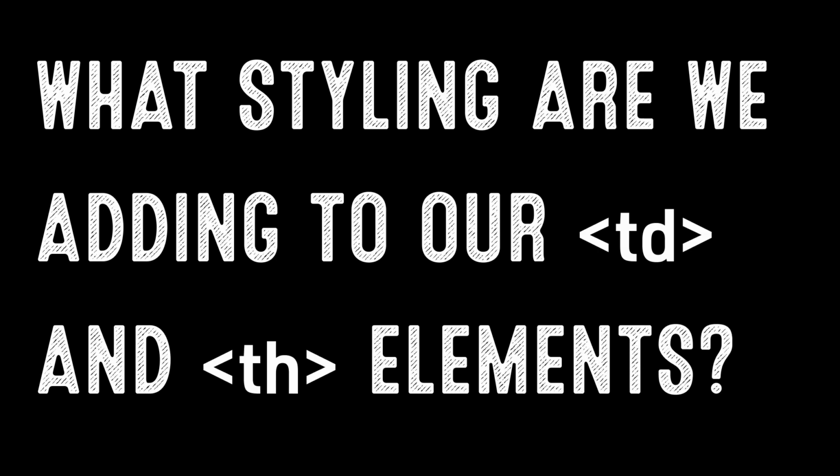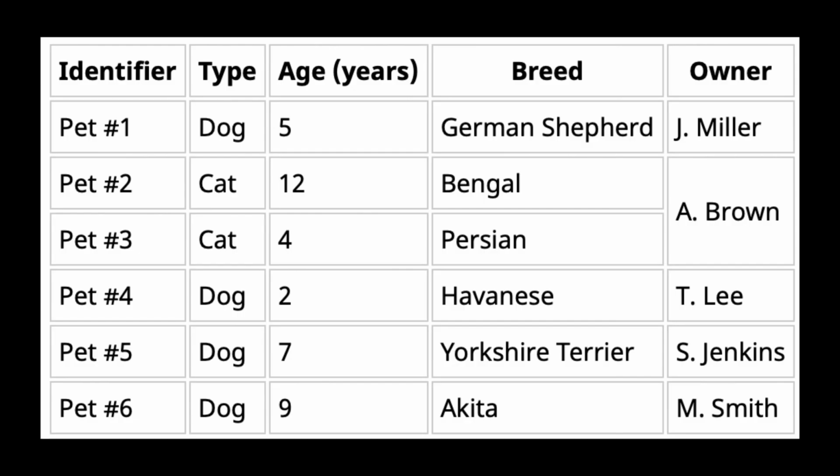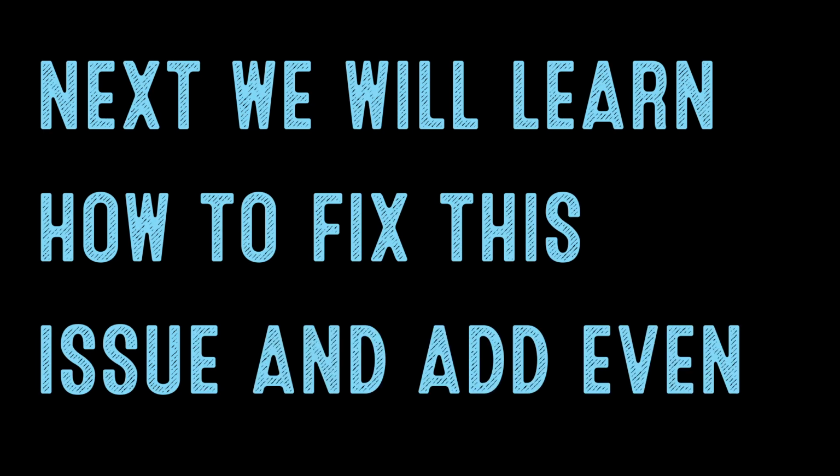What styling are we adding to our table data and table header elements? We are adding a solid border with the weight of 1 pixel in a light gray color. This is the result. When you first add borders, you will note double borders because each cell has a border. Next, we will learn how to fix this issue and add even more styling to our table.